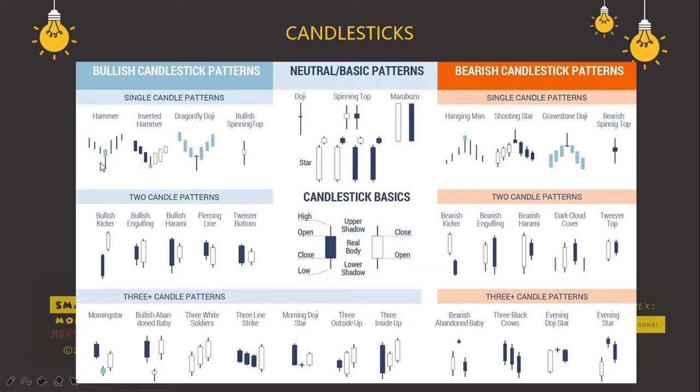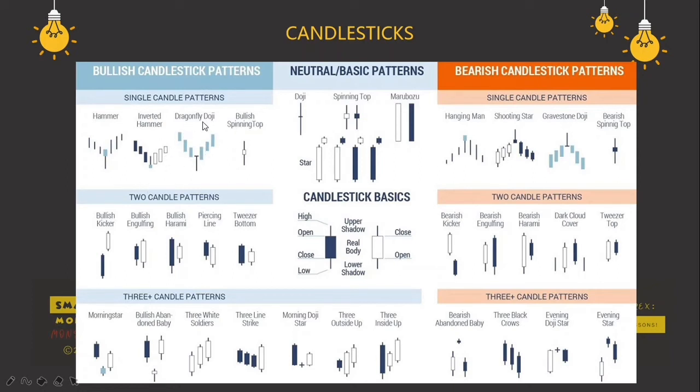And price action traders will tell you that this hammer is a bullish candlestick pattern. And depending on where you see it, it is highly indicative of price going up very soon. So when you see this candlestick pattern, it's telling you that price is most likely to go up very soon. Another one, the inverted hammer, is also a bullish candlestick pattern. It's telling you that price will go up very soon.